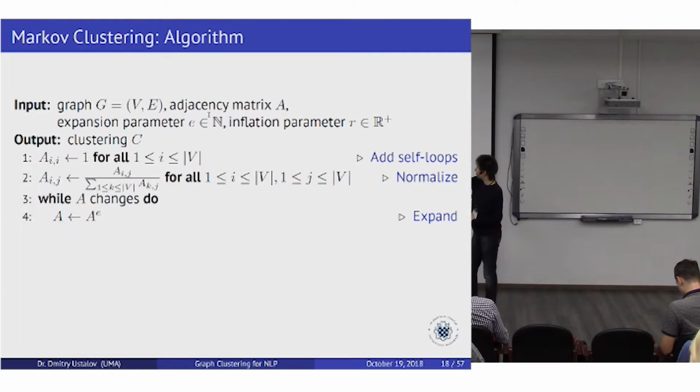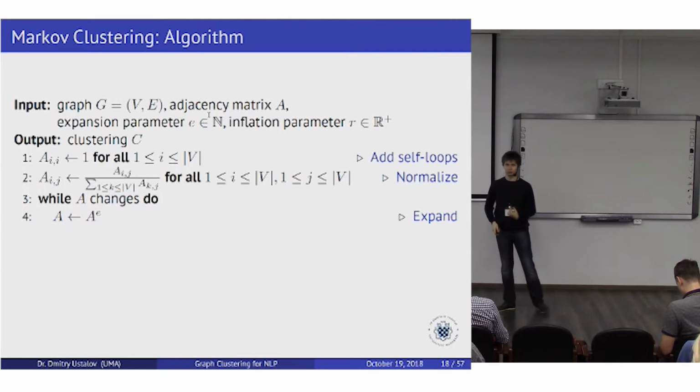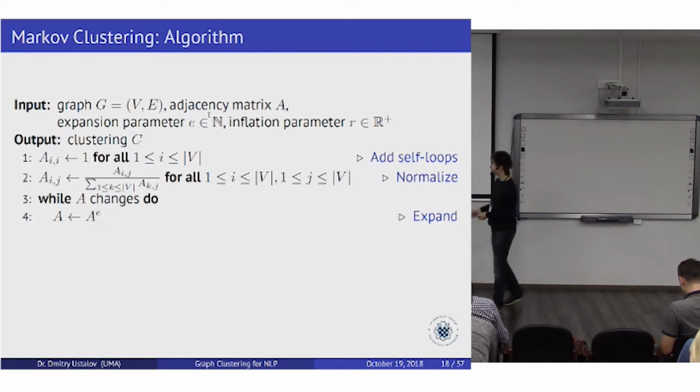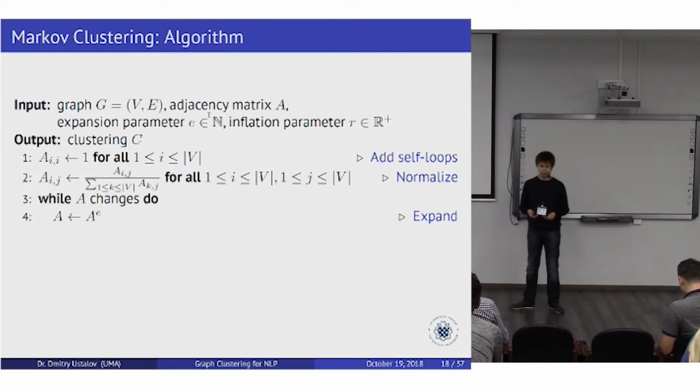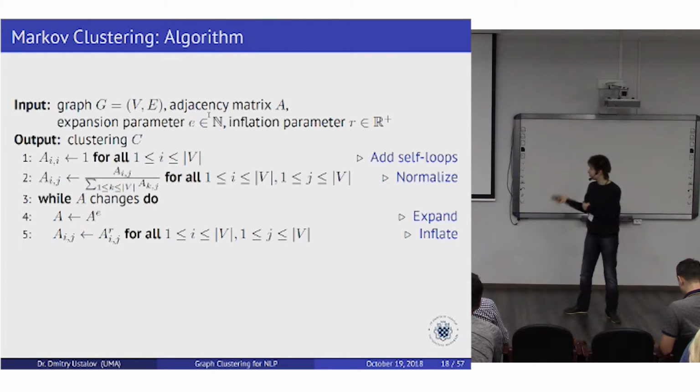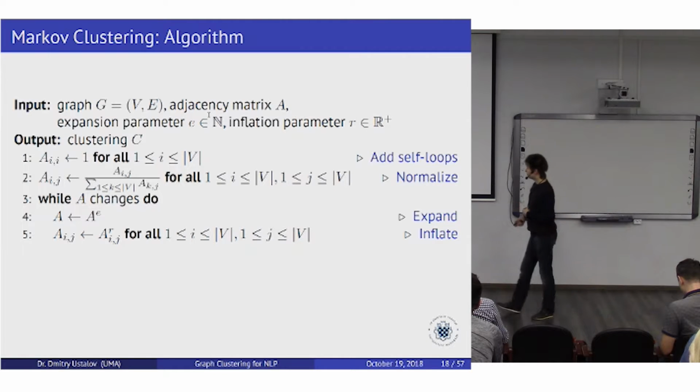Usually this parameter E is 2. So you just multiply this matrix A by itself using the general purpose matrix multiplication algorithms. Nothing really difficult. The second step is called inflation.